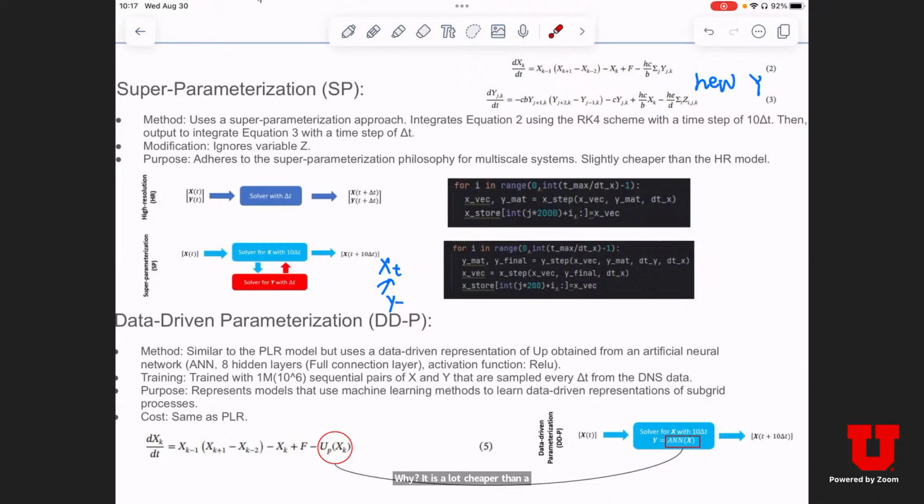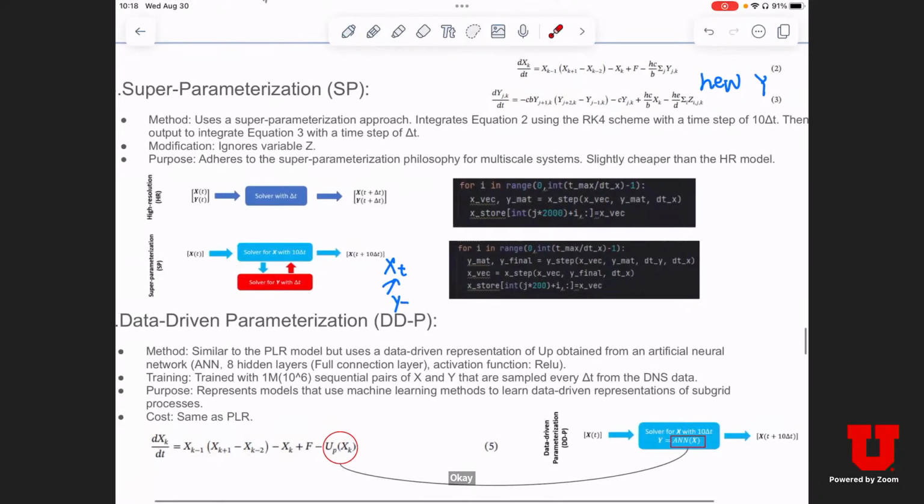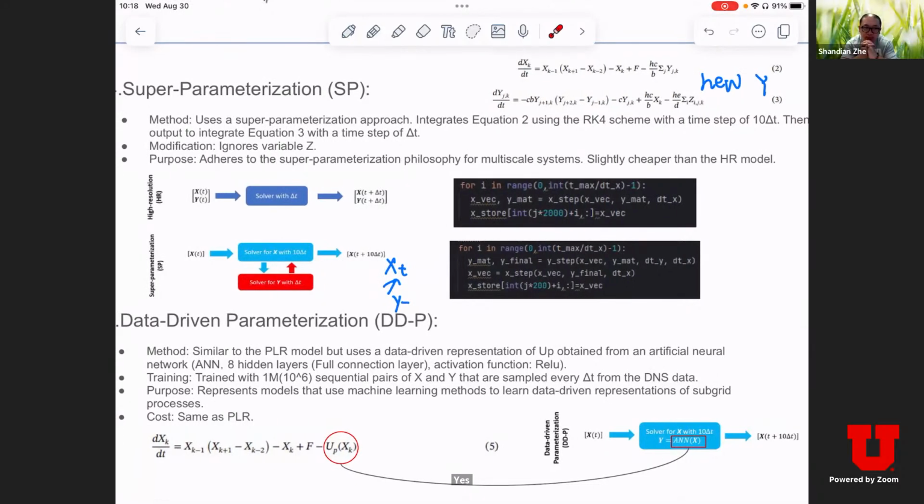I don't think it's cheaper than the HR model because we need to... Oh, because every time you solve an equation, you're reducing the number of states. Okay, but it's less accurate, right? Yeah, it's slightly cheaper than the HR model.